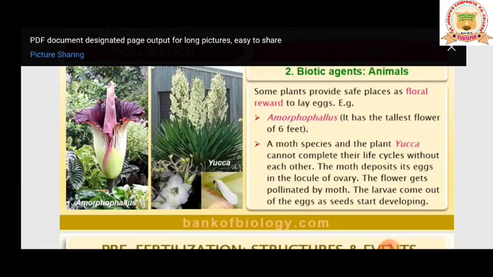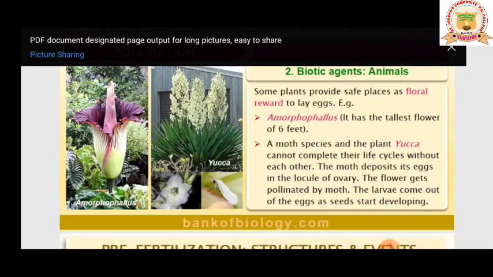The larvae come out of the egg as seeds start developing. See the beauty of nature. How nature is providing a place to lay the eggs for one species. Simultaneously, the flower is getting pollinated. In the sense, both are mutually benefited from each other. A beautiful process in nature you can see with the Yucca flower.